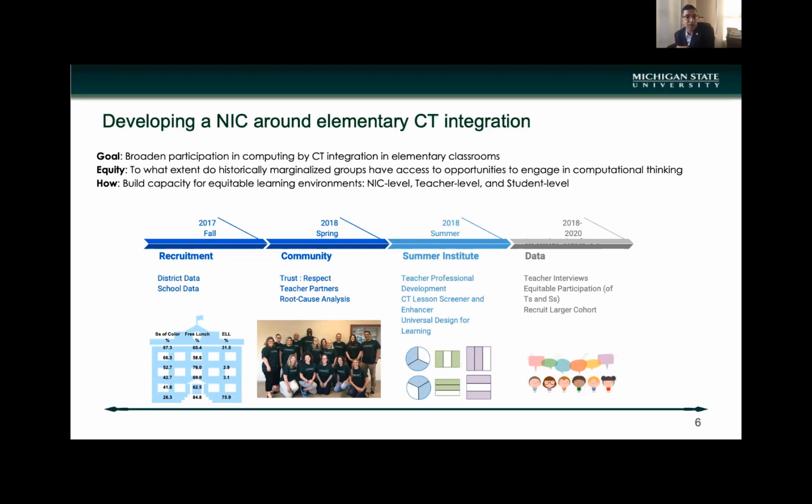So we started in fall of 2017, where we looked at schools that we wanted to work with. So we're working with schools that have a high population of Black and Brown students, or students who are economically disadvantaged or have English as a second language, or are ELL learners. We try to build a community around the work we're doing, so there's trust and respect, and teachers are really seen as partners because they bring a lot of expertise to the table that we as researchers don't have. We've led teachers in Summer Institute, and then in the process of collecting data over the last couple of years.